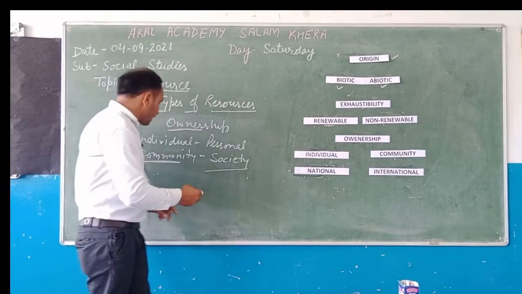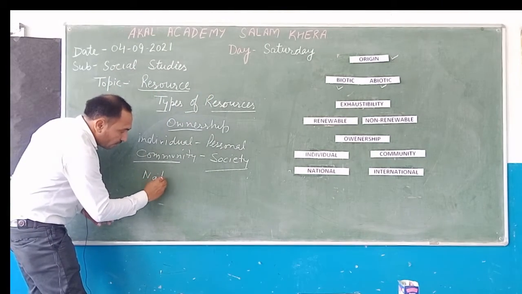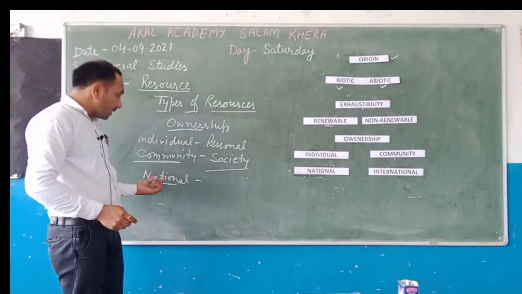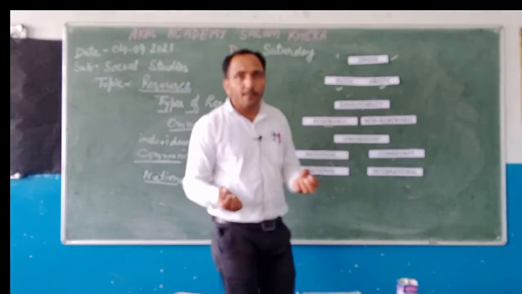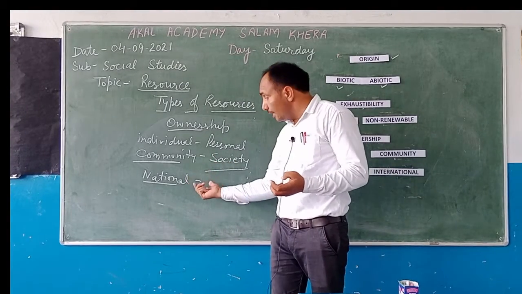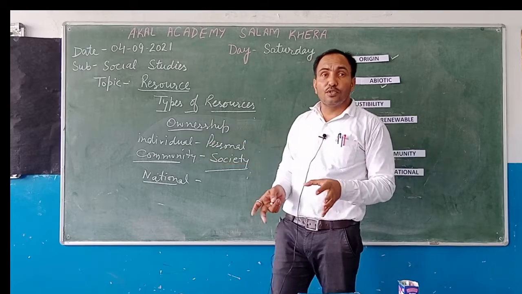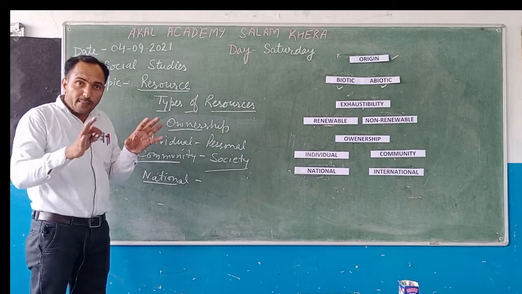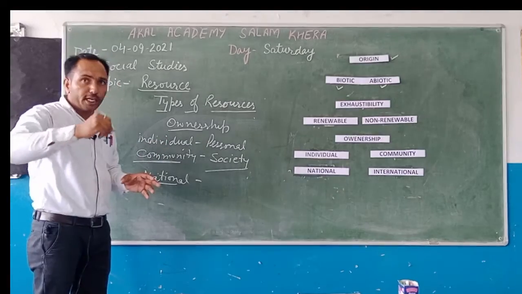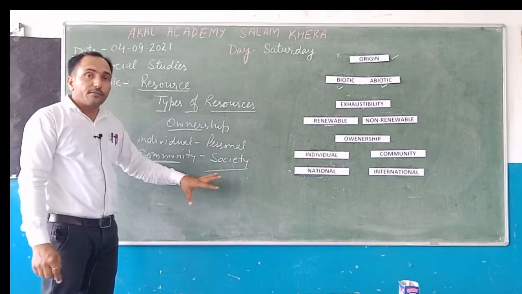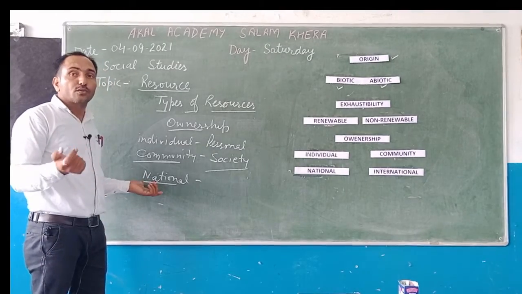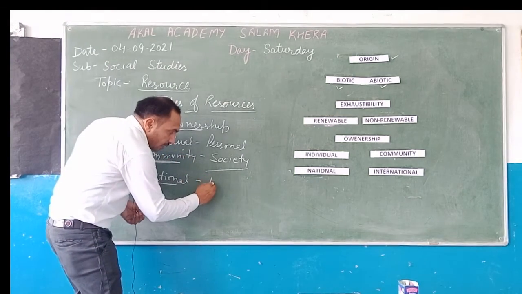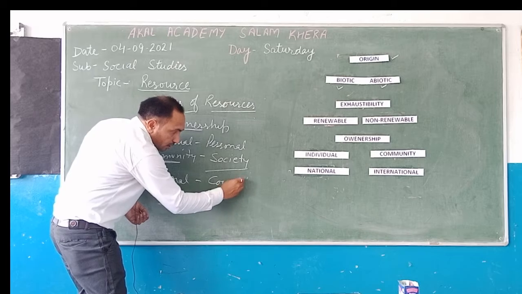Third is national. The word national comes from nation. We are citizens of India. So the resources found within the Indian boundary are known as national resources. We have a political map of India. Whatever things are found within the boundary of the political map of India are the nationalized resources. Those are the resources of the Indian government. With this, we can say a country's resources.